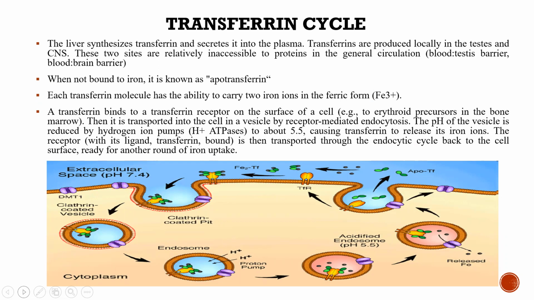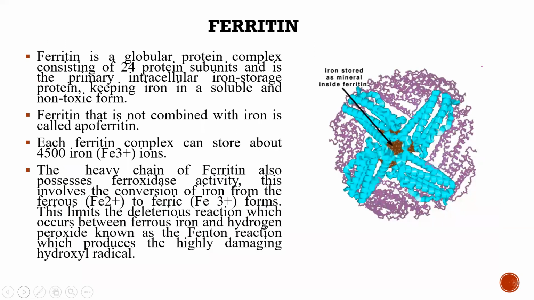The transferrin binds to transferrin receptor on the surface of the cell, then it is transported into the cell in a vesicle by receptor-mediated endocytosis. The pH of the vesicle is reduced by hydrogen ion pumps to about 5.5, causing transferrin to release its iron ions. The receptor is then transported through the endocytic cycle back to the cell surface, ready for another round of iron uptake.